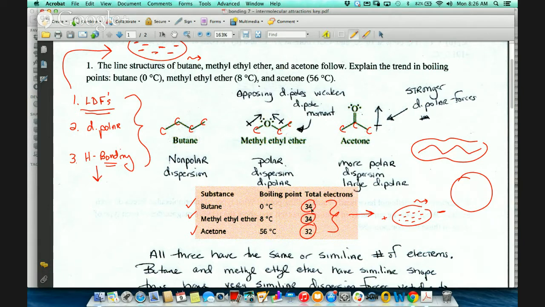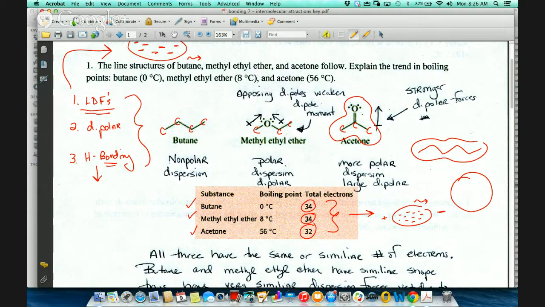their equal number of electrons. Now, acetone is less polarizable because of its shape. It's branched. It has the same number of electrons, but it's not going to have as strong London dispersion forces. So if I was to ask you, and I did, who would have the weakest dispersion forces, you would say acetone, because it's less polarizable.